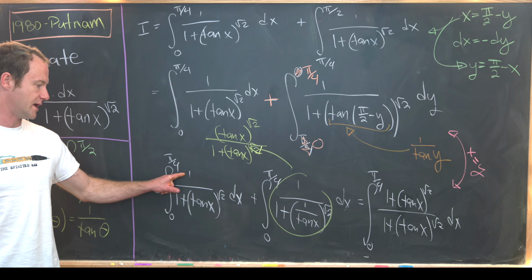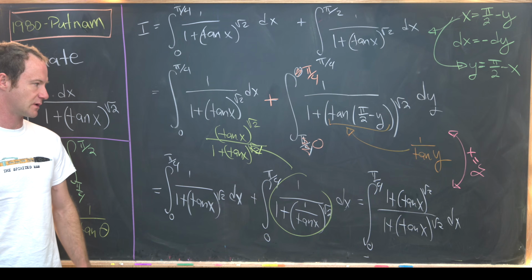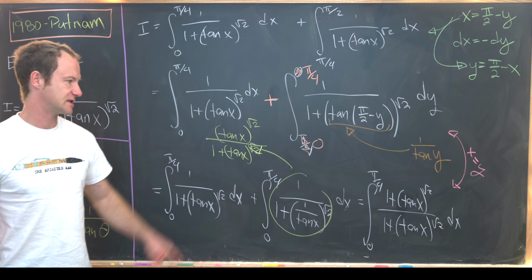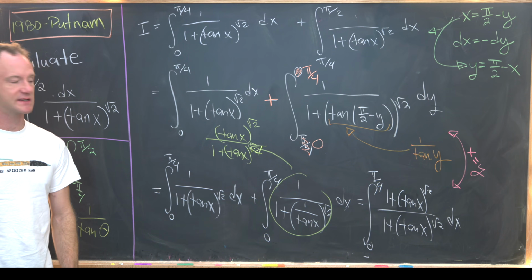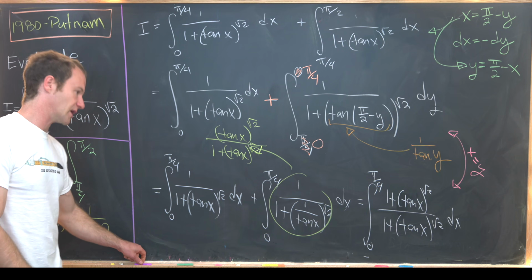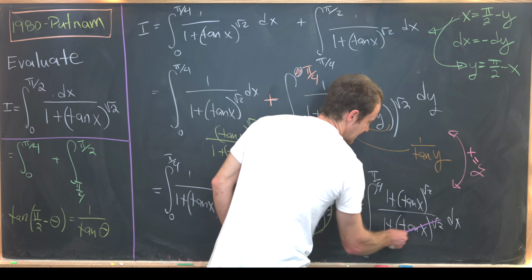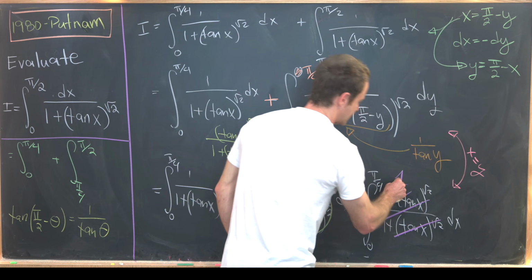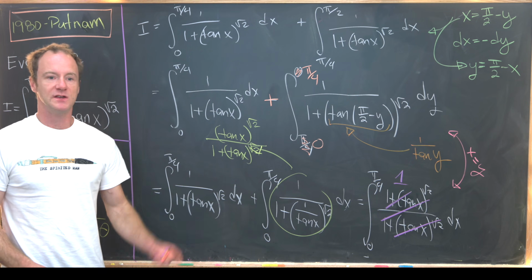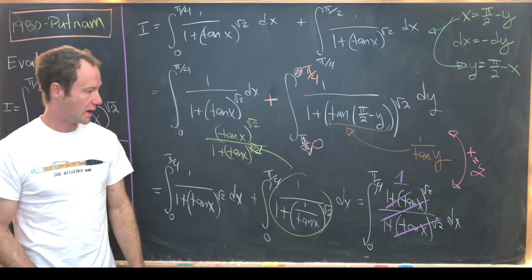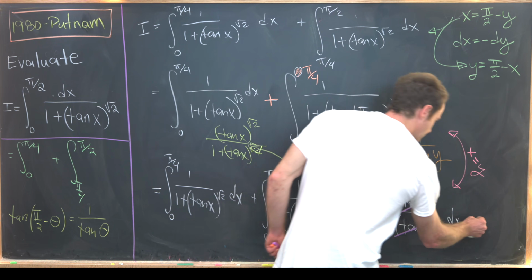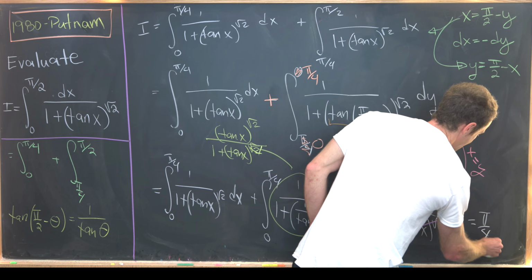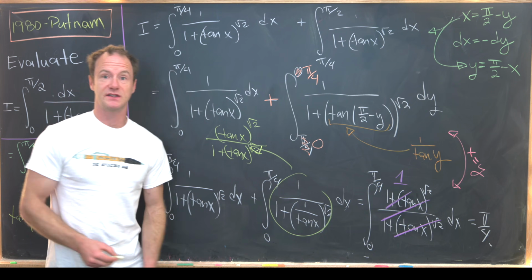So here we have 1 over 1 plus tan x to the square root of 2, and then tan x to the square root of 2 over 1 plus tan x to the square root of 2. But clearly, this integrand just simplifies down to the number 1. So if we integrate the constant function 1 over the interval 0 to pi over 4, we obviously get pi over 4. And that's a good place to stop.